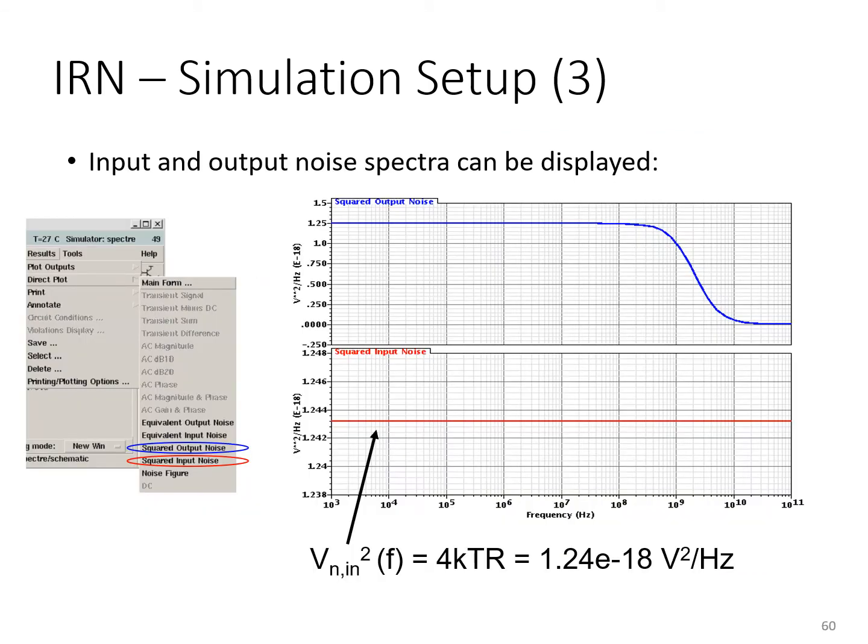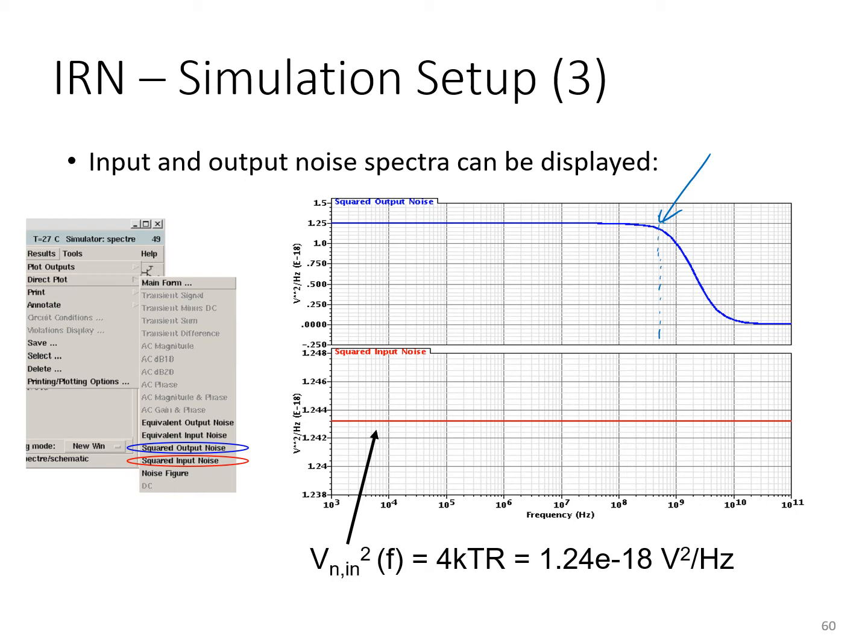So if you run a simulation like this, you should see the first order low pass filtered output power spectral density, such as the one shown up here in blue, with corner frequency at 1 over RC. Don't get fooled by the shape of this plot.